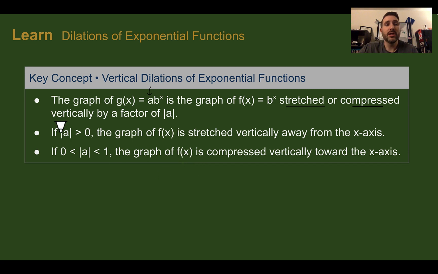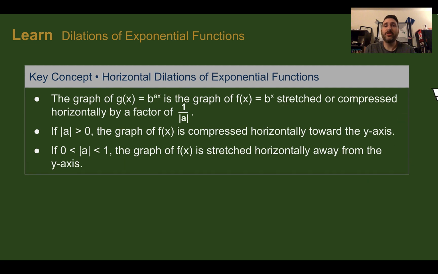But if it's anything else, it's either going to start with a higher y-intercept or it's going to be compressed to a lower y-intercept. So if the absolute value of a is greater than 1, then it's going to be stretched, meaning it's starting farther away from the x-axis. If it's between 0 and 1, so a decimal or a fraction, then it's going to be compressed, and the y-intercept will be closer to the x-axis.